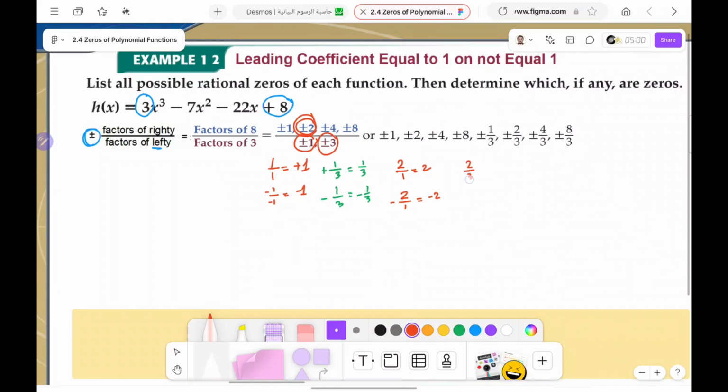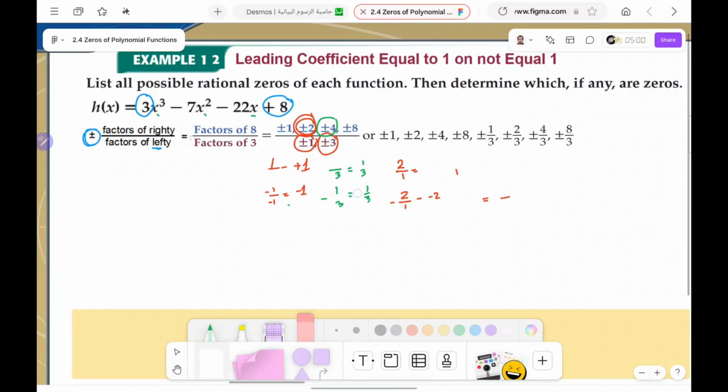So 2 over 3 is equal to positive 2 over 3, and negative 2 over 3, so it should be negative 2 over 3. Okay, now we do the same thing for the 4. So do you see now the steps? Now, as you can see, all of these that I get are possible zeros. One of them, if I replace it in x, I will get f equal to 0. Okay, so now I don't need to write all of this.